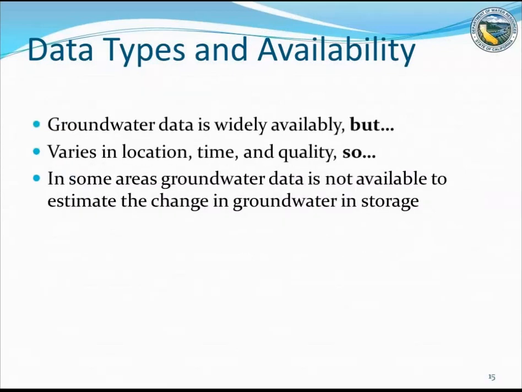So just to summarize the data types and availability, there's a lot of groundwater data. It's widely available, but it varies in location, time, and quality. So in some areas, groundwater data is not available to estimate the change in groundwater in storage using groundwater level data. This is something that we recognized fairly early on. So for the California Water Plan Update 2013, we did change in groundwater in storage estimates for the Central Valley, because that was where we could get the most consistent information over a large portion of California.